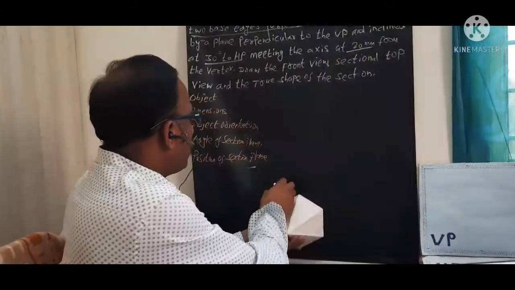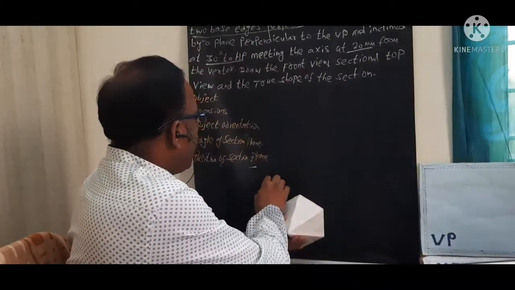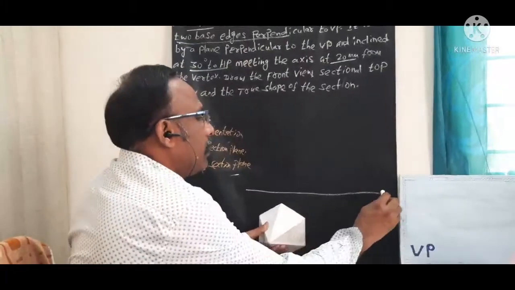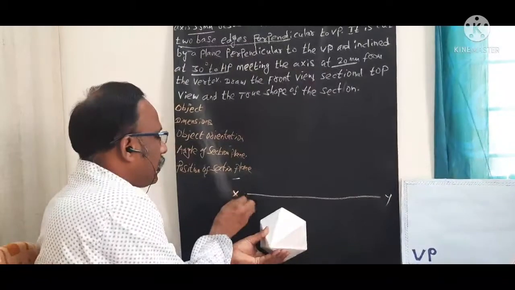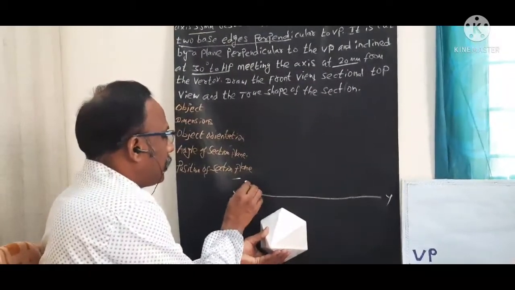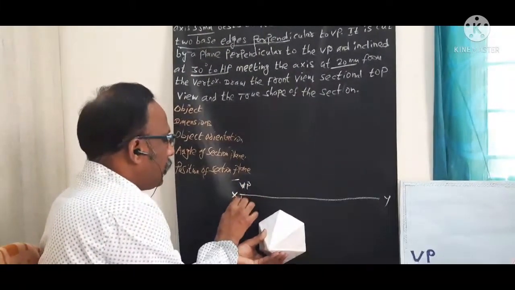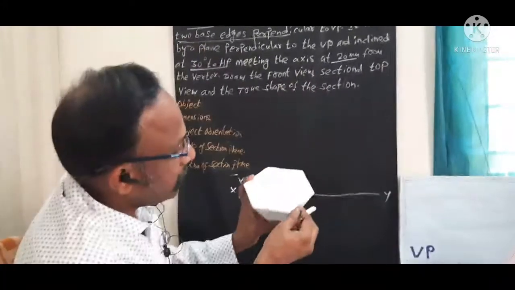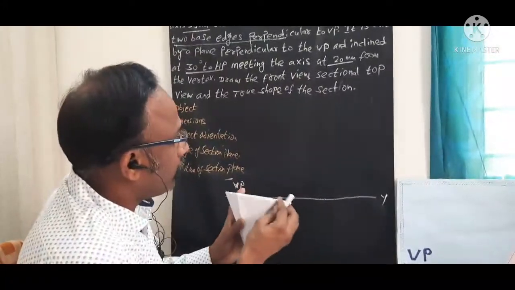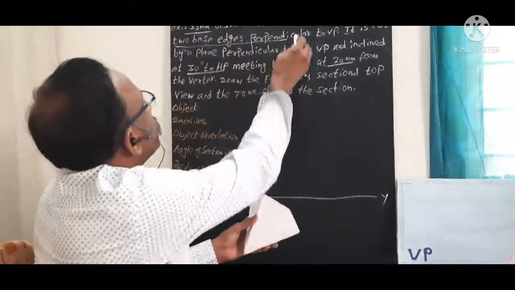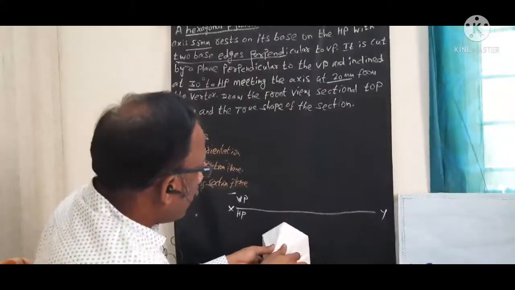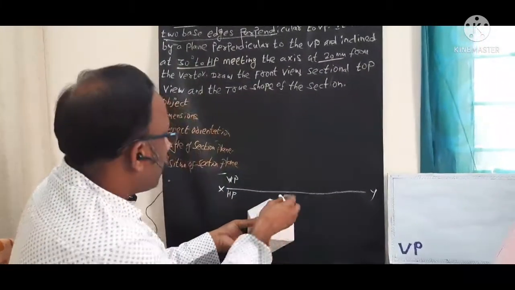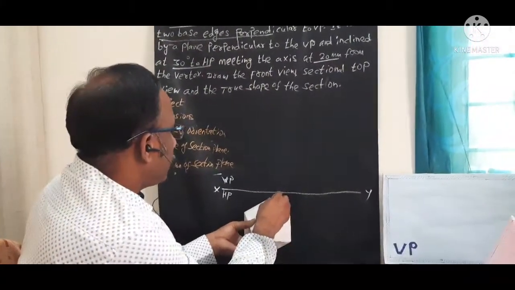So first step is you need to draw the XY reference line, right? First draw the XY reference line, then mark the VP and HP, the principal planes. Now here this is the hexagonal pyramid. Two base edges are perpendicular to VP, so I am keeping it like this. Then we are going to draw the corresponding top view first.